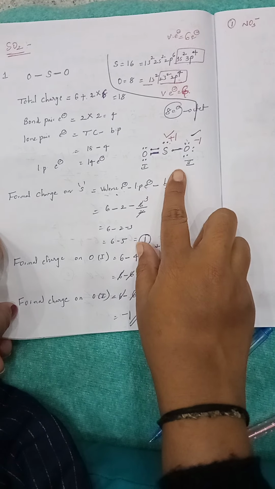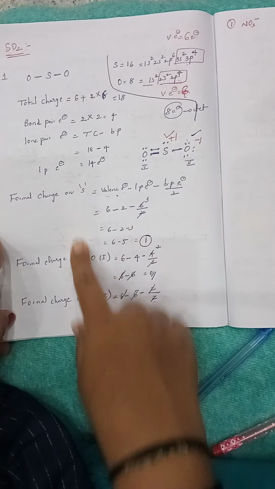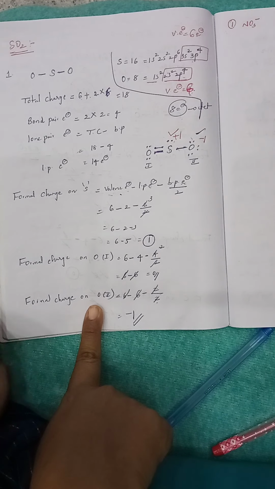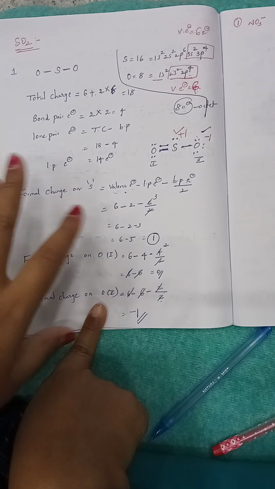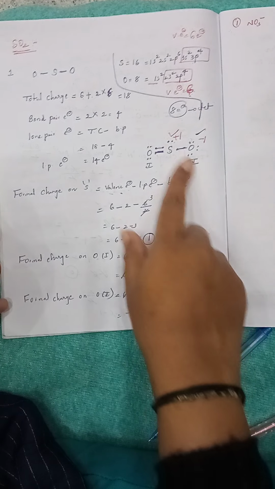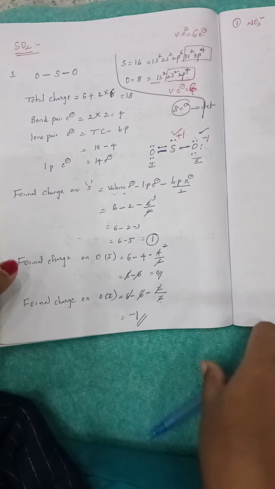If you know the Lewis dot structure, by using that we can easily find out formal charges for each and every atom present in that molecule or ion. So first we want to know how to write the Lewis dot structure. By using these formulas we can easily write it.